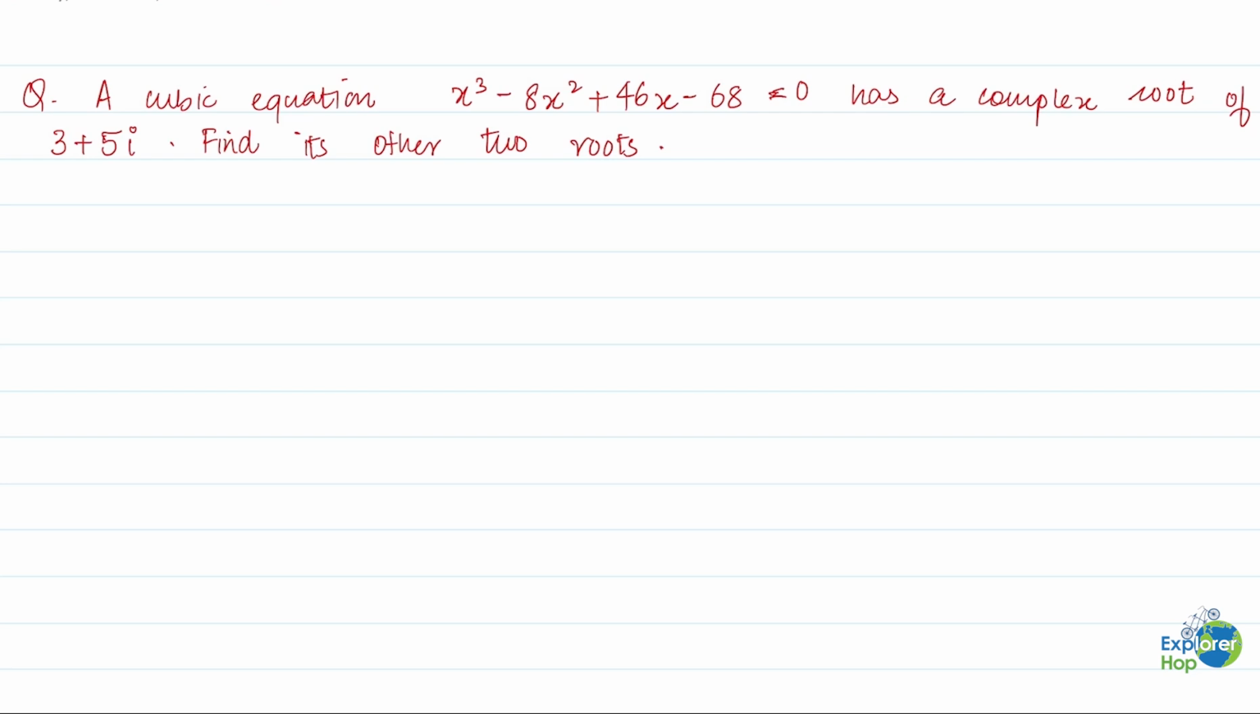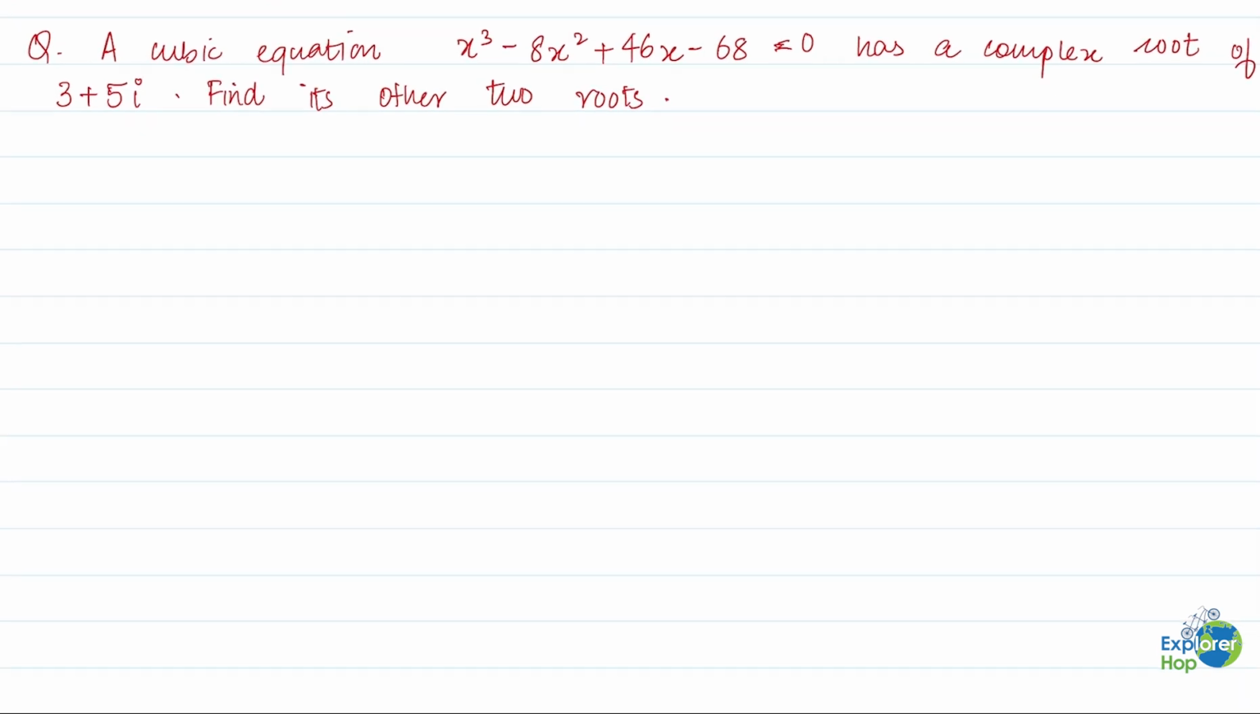Immediately, using the complex conjugate root theorem, we know that the other root would be the complex conjugate of 3 plus 5i. And we know that the complex conjugate of 3 plus 5i is 3 minus 5i. Now we are only left with one root that we're supposed to find. So first we'll suppose the other root to be alpha.